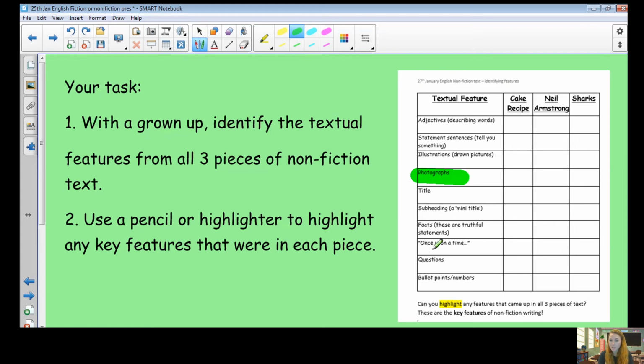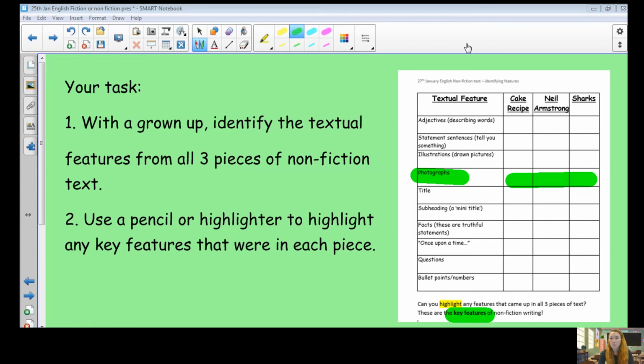If you find something, I don't know, like questions, and there's only one piece perhaps that has questions in, don't highlight it. It has to be only if all 3 of these have ticks in, okay? Because then we know it really is a key feature. That is a really important thing. It needs to be a key feature of non-fiction writing.